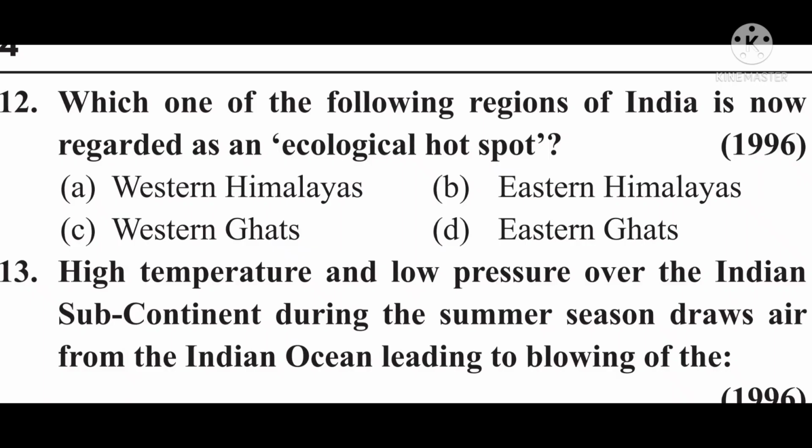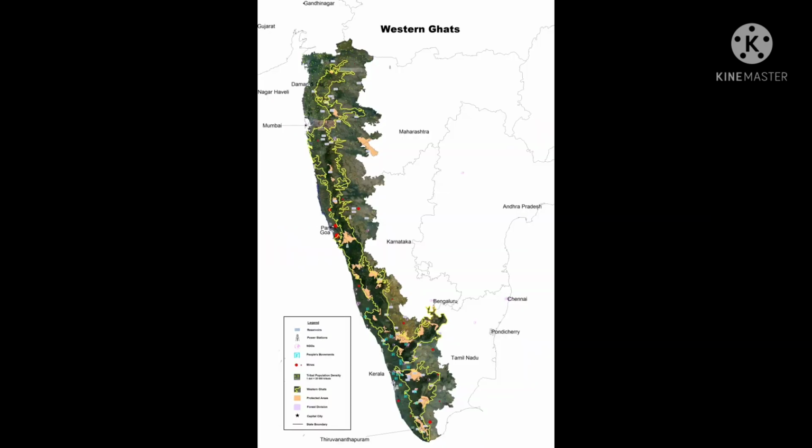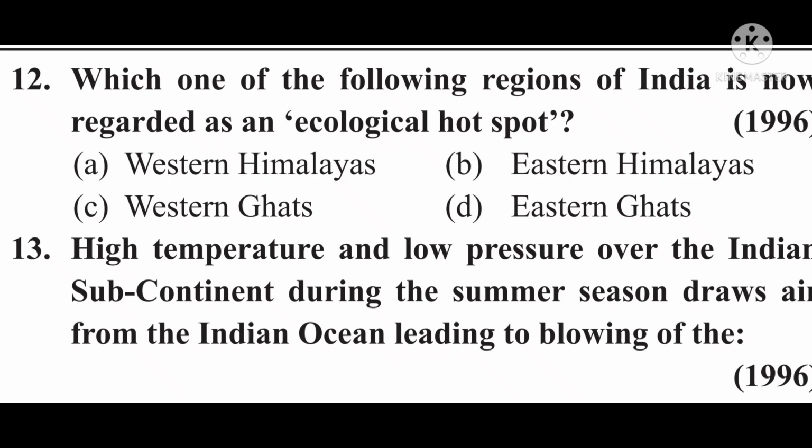Next question. Which one of the following regions of India is now regarded as an ecological hotspot? According to the Wildlife Protection Act of 1972, Western Ghat is considered an ecological hotspot. The Western Ghat represents geomorphic features of immense importance, with unique biophysical and ecological processes, and it contains a high amount of mountain forest ecosystem which influences the Indian monsoon weather pattern. With the presence of high mountain forest ecosystem, the Western Ghat attracts a high amount of rainfall, and this contributes to making it an ecological hotspot of India.